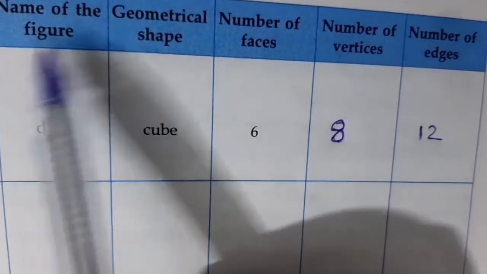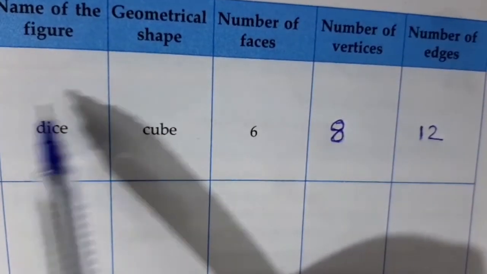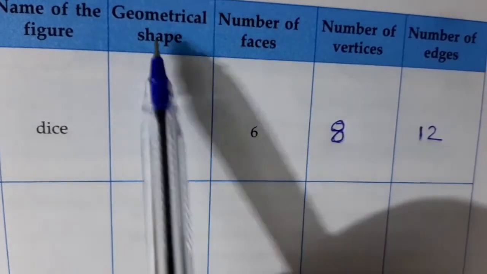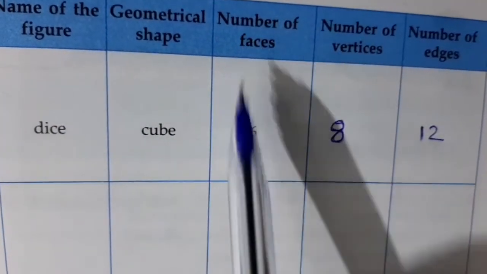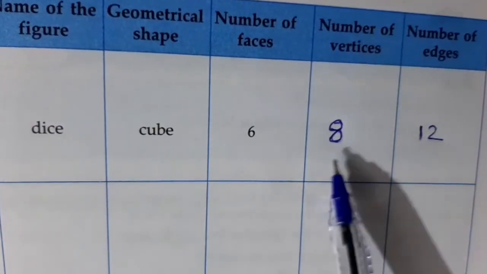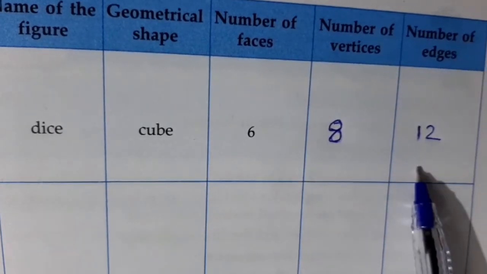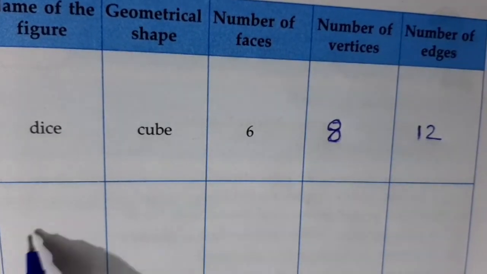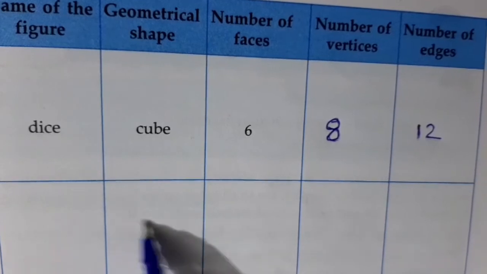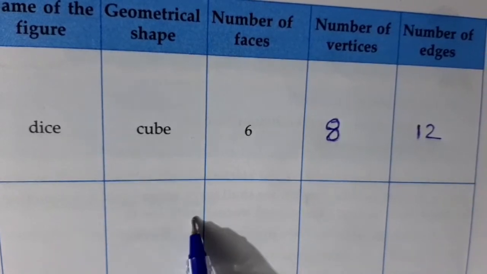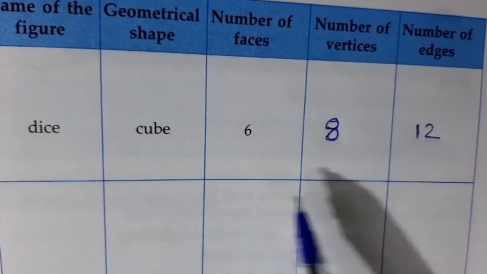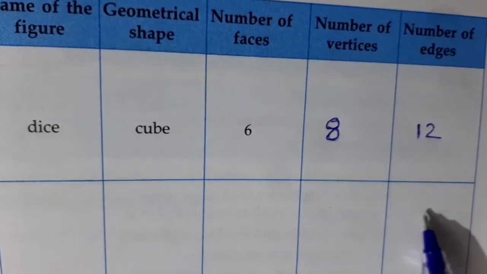First of all, you will write the name of the figure. Suppose you have taken a dice. The shape of the figure is cube. Number of faces is 6, number of vertices is 8 and number of edges is 12. Suppose the next thing you have taken is a ball. Then you will write its shape, it is a sphere. Then you will write the number of faces, number of edges and number of vertices.